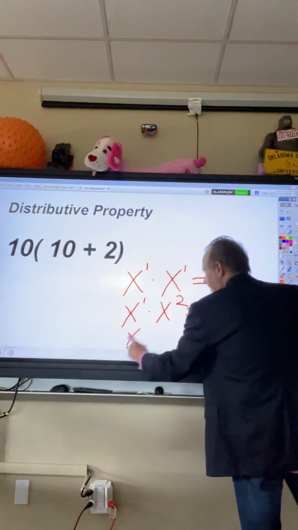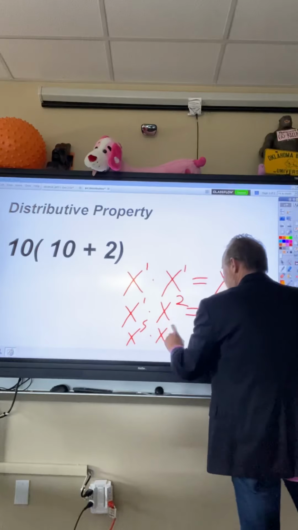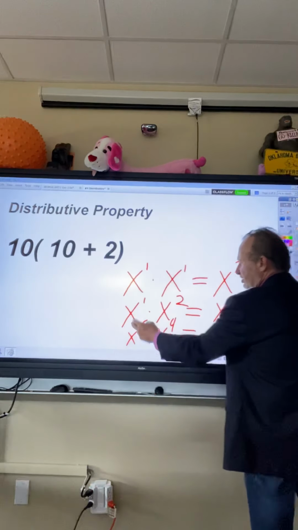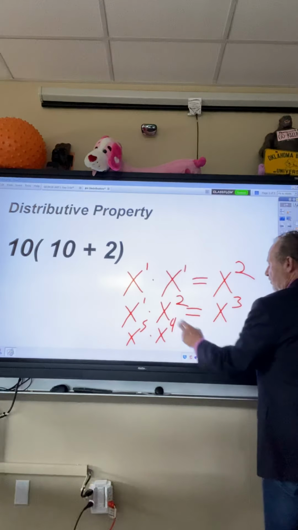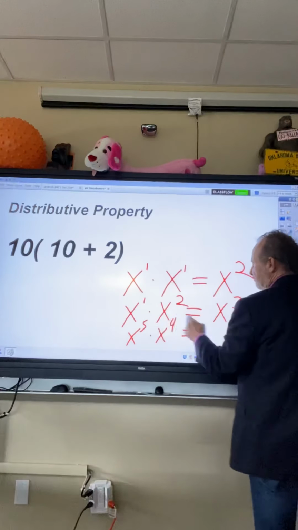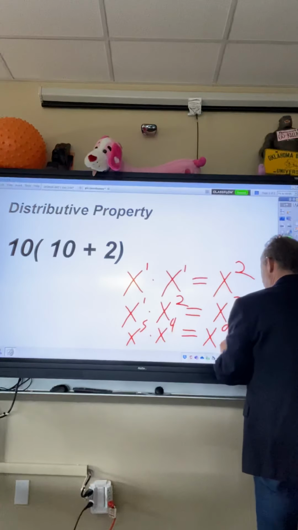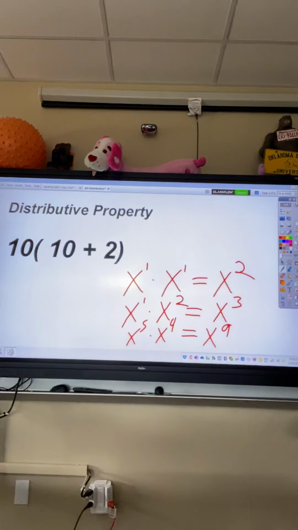All right, x to the fifth times x to the fourth. Well, let's see, x to the fifth times x to the fourth. Basically, I'm going to add my exponents, 5 plus 4, and that gives me x to the ninth. That's how you multiply numbers or variables with exponents.